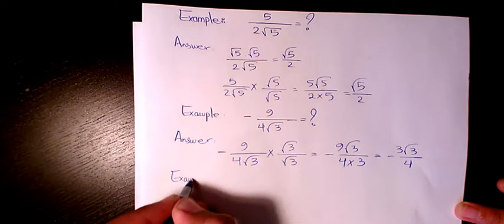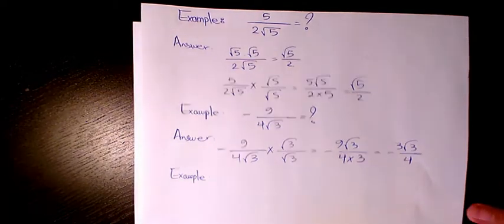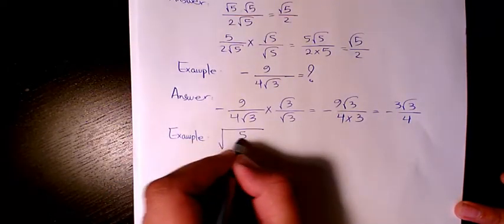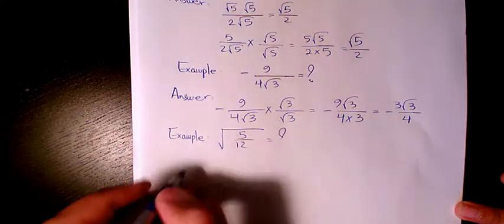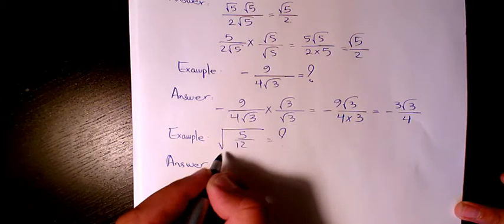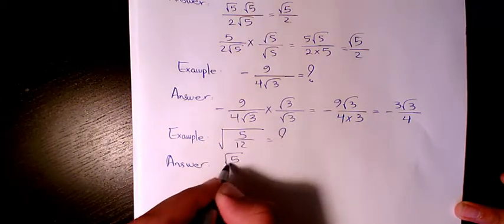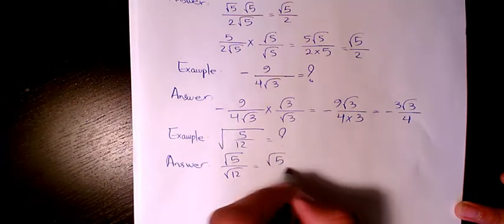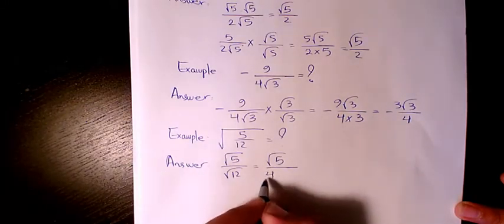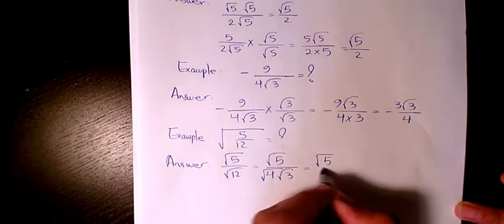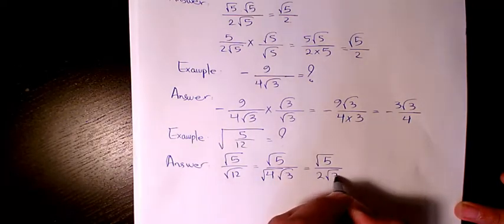Next example, we have root 5 over 12. We want to rationalize it. How to rationalize it? Root 5 over 12 is the same as root 5 divided by root 12. And then when we simplify it, root 12 is root 4 root 3. And then we can say it is root 5 divided by 2 root 3.